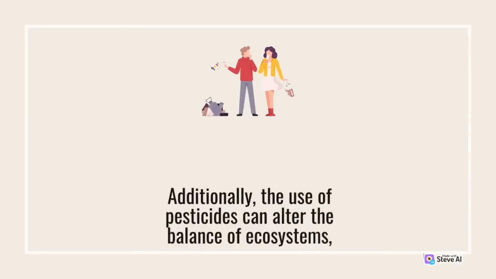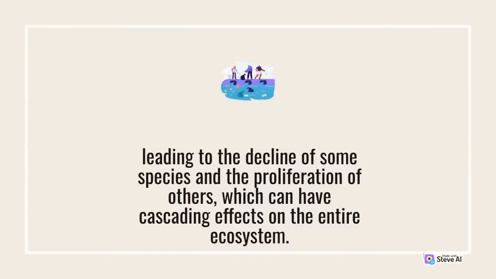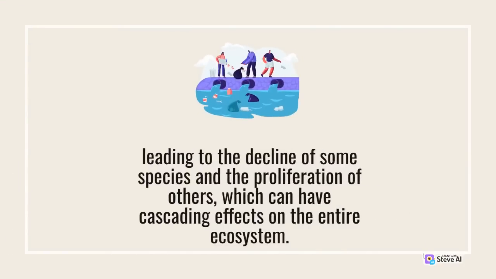Additionally, the use of pesticides can alter the balance of ecosystems, leading to the decline of some species and the proliferation of others, which can have cascading effects on the entire ecosystem.